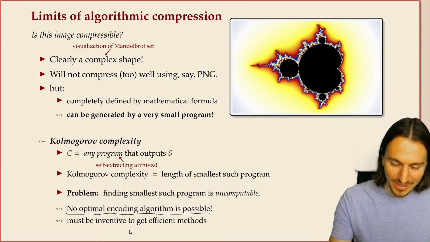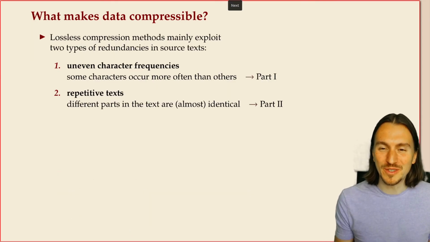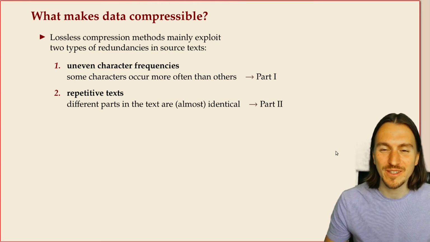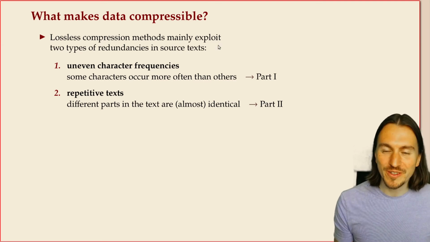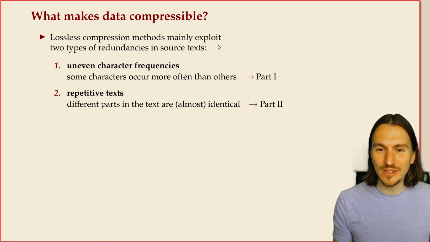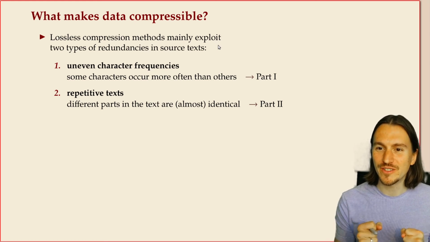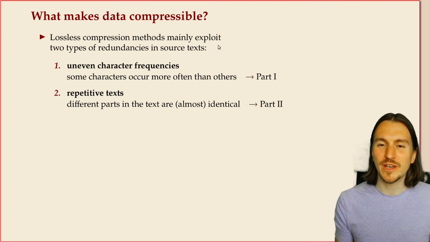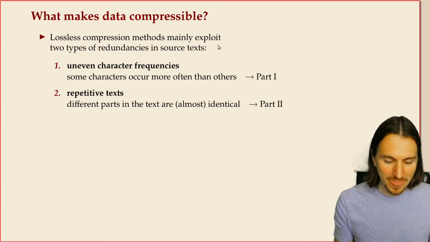Okay, so much for these limits. So what can we do? What can the creative methods look like? From what I will show you in this unit, you will see lossless compression exploits certain types of redundancies in the source text. And there are fundamentally two different types of redundancies that people were successful in exploiting.